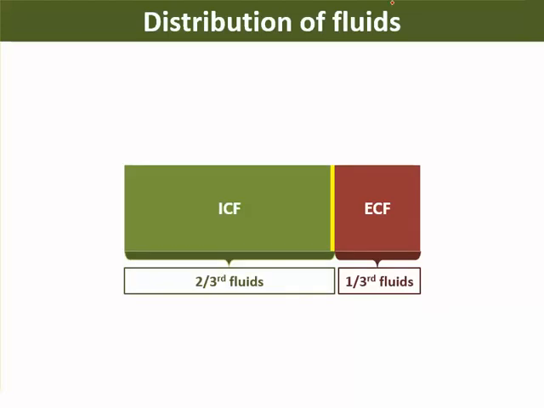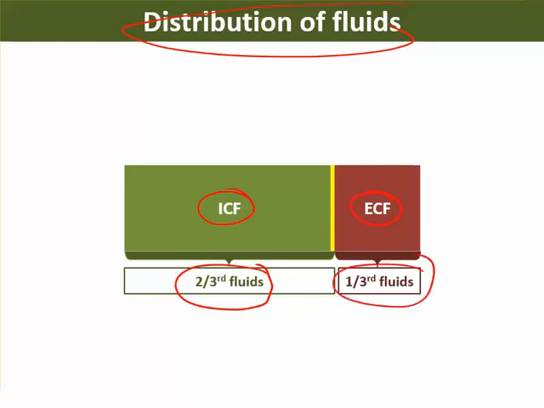In our body, the fluids are distributed in two compartments. One is called the intracellular compartment, the other is called the extracellular compartment. The intracellular compartment is very simple, the fluid which is inside the cells. Two-thirds of the fluid is inside the cell, and only one-third is outside the cell. That includes blood.